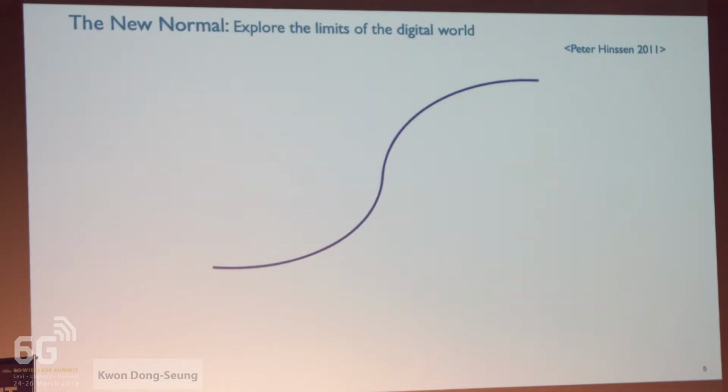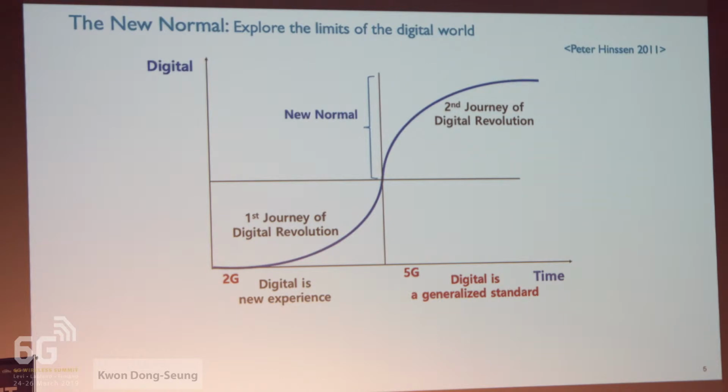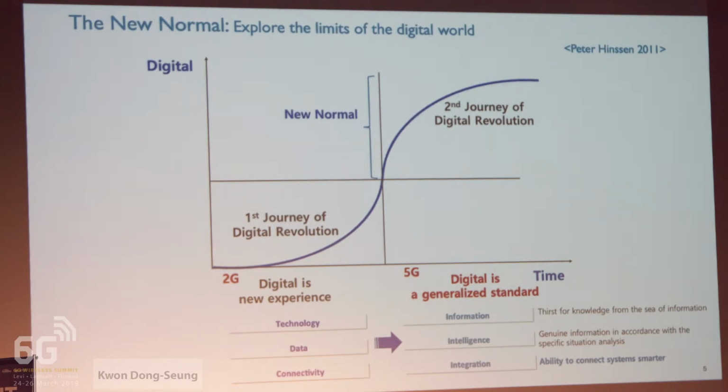Let me introduce a kind of new normal. Currently it's normal; the next coming issue is the new normal. In 2011, Peter Hinssen published a book, The New Normal: Explore the Limits of the Digital World. It's about finding the ultimate goal of the digital world. As you know very well, digital was a new experience, but now it is normal. The second wave is the new normal, where digital is a generalized standard without human intervention. He said these issues are three I's: information, intelligence, and integration. The third topic, integration, means the ability to connect systems smarter without human actions.